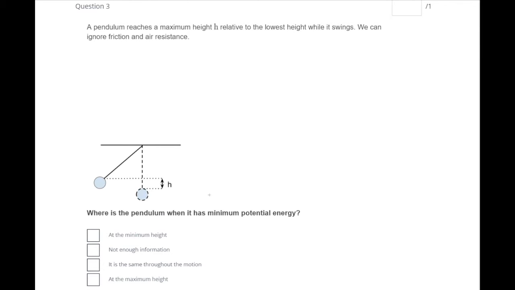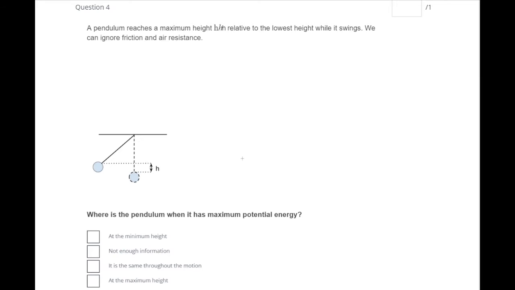Pendulum reaches maximum height, just like before. Where is the pendulum when it has minimum potential energy? So remember, potential energy depends on height. So where does it have the minimum height? Well, that's very easy to see, at the minimum height. Piece of cake. Same question. Where is the pendulum when it has maximum potential energy? Well, that's just asking where it has the maximum height. And if we look really quickly, we can see the maximum height is going to occur at the maximum height.